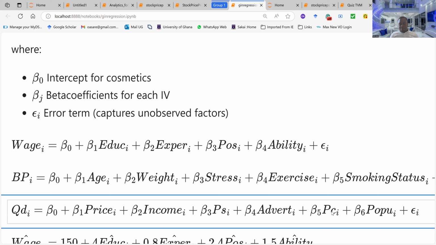Of economic conditions. That will affect everybody. It will also affect quantity demanded. It will affect everybody, everything. So it's too broad. When it is too broad like that, it's like saying GDP, interest rate, exchange rate, all of these things are macroeconomic factors. It will affect everybody.